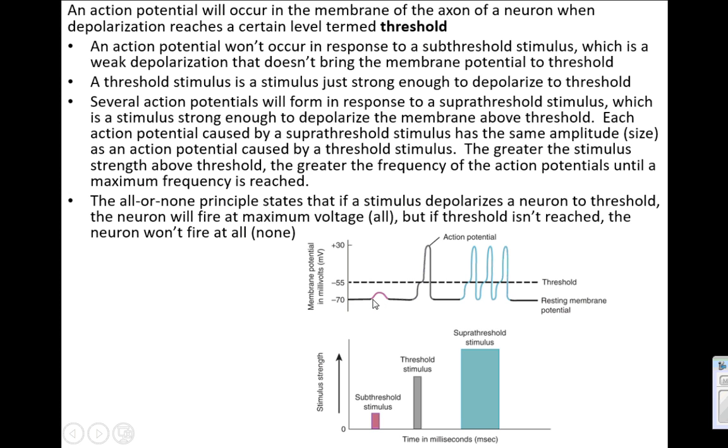Okay, if our local potential is really weak, what we would call a subthreshold stimulus, we haven't reached negative 55, have we? So what happens is it returns back to resting membrane potential really quickly. If we have what we call a threshold stimulus, which is much stronger than a subthreshold, look what happens. We hit negative 55, and then boom, we become positive, and then boom, we return back to resting membrane potential. It's a very fast depolarization and just as fast repolarization.